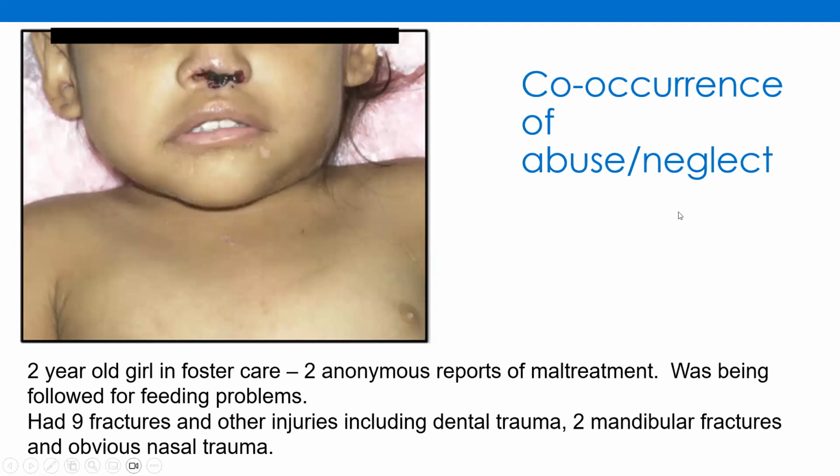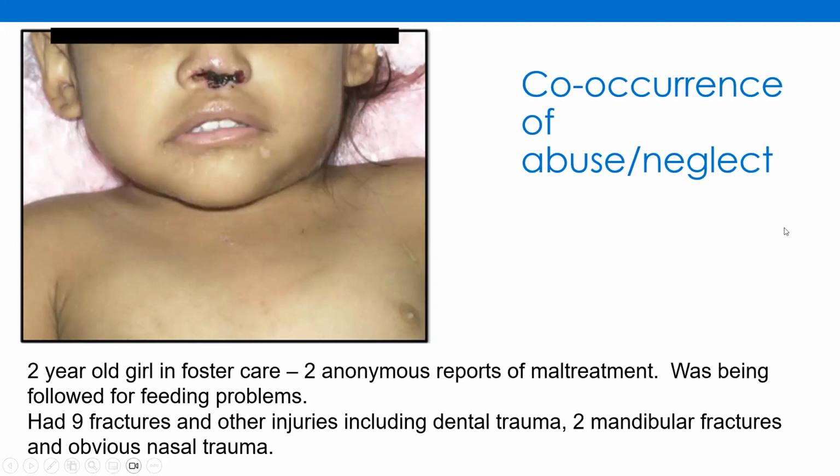Just like any other type of maltreatment, one can co-occur with others. This was a 2-year-old child who was actually in foster care. She was in a pre-adoptive foster placement and had 2 anonymous reports of maltreatment.